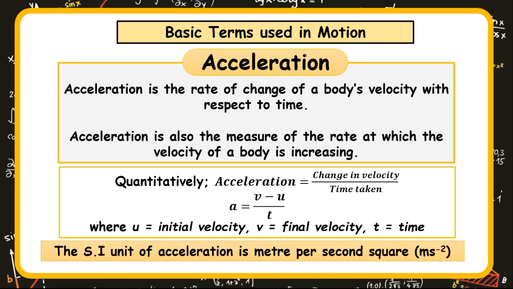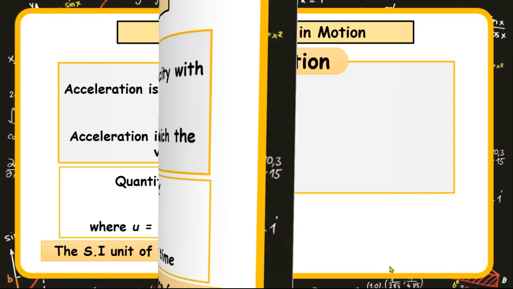The SI unit of acceleration is therefore expressed as meter per second square. Meter per second square. So don't confuse this with velocity and speed, which were meter per second. This is meter per second square, and that is acceleration for you.